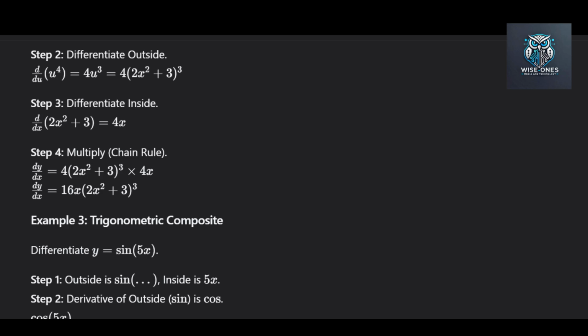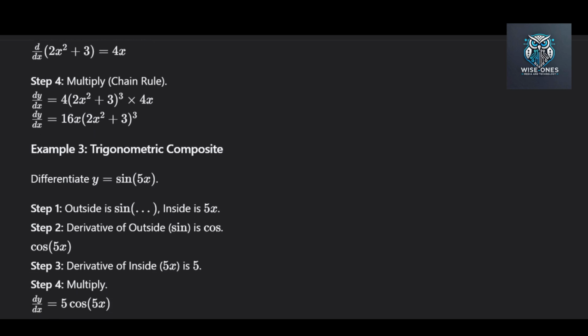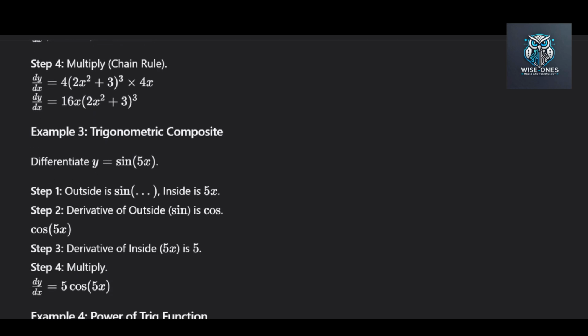When we put it together, 4 times open bracket 2x squared plus 3 close bracket to the power of 3 times 4x. We can simplify this. 4 times 4x is 16x. So dy/dx equals 16x times open bracket 2x squared plus 3 close bracket to the power of 3. Answer: dy/dx equals 16x open bracket 2x squared plus 3 close bracket to the power of 3. See, outside first, then inside.